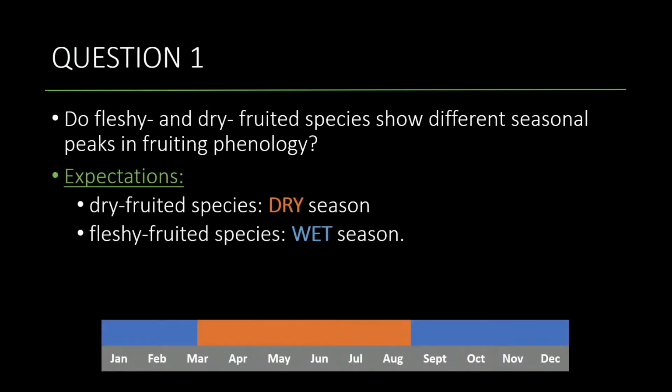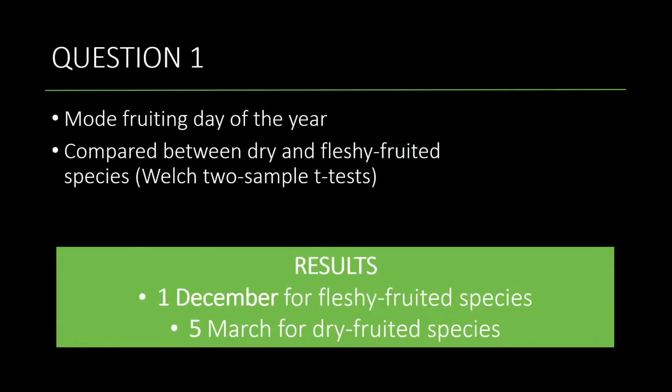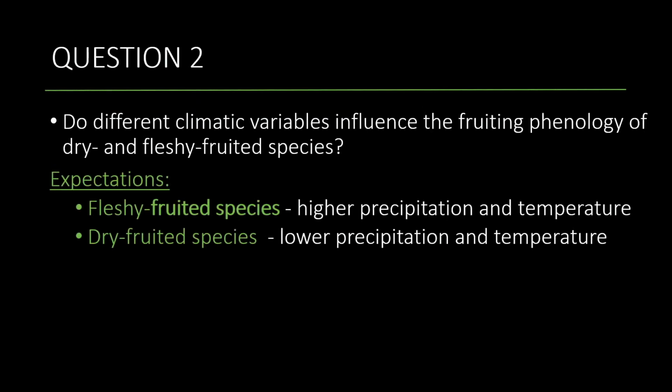dry fruited species. So to answer the first question, whether we have different seasonal peaks in fruiting phenology, we expected that dry fruited species would fruit in the dry season and fleshy fruited species in the wet season. So we calculated the mode fruiting day of the year, and then we compared this between the dry and fleshy fruited species. And we did indeed find that the fleshy fruited species fruited earlier than the dry fruited species. So the 1st of December was the average across species for fleshy fruited, and the 5th of March for dry fruited. All of this was a bit earlier than expected, but that's what we found.